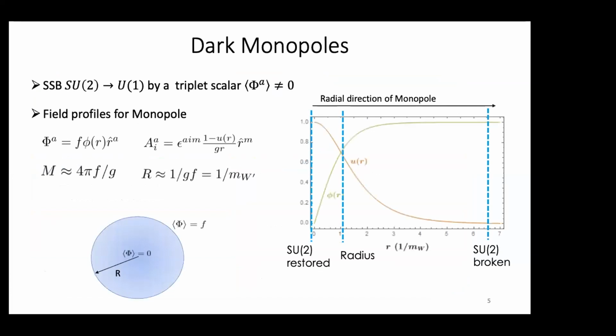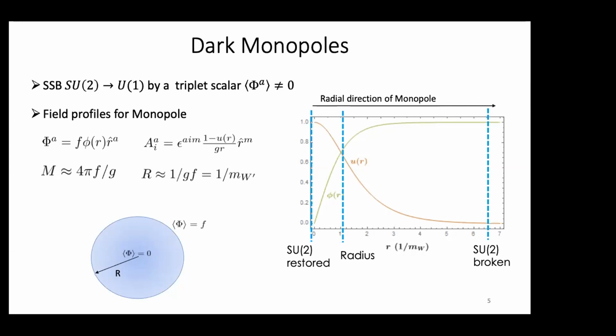So we learned in the past few days about monopoles. Here I'll be considering a simple dark monopole, where you have SU(2) symmetry spontaneously broken to U(1), with some triplet scalar field acquiring a vacuum expectation value. Unlike 't Hooft's case, we are mainly focused on what is happening inside the monopole, what is the structure of the monopole.